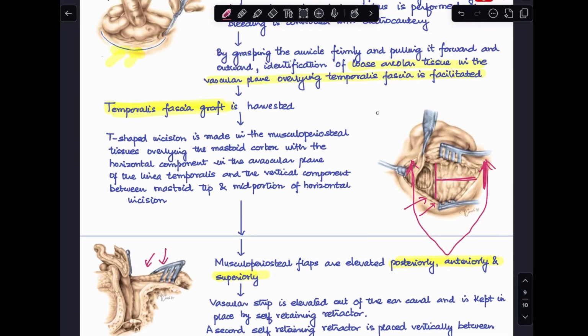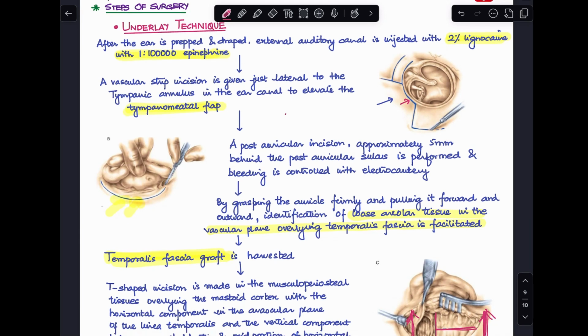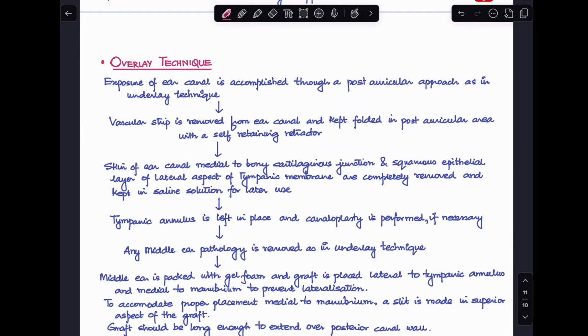So this is the technique that you use in case of underlay, where you place the tympanic membrane graft medial to the handle of malleus and the tympanic membrane remnant or the annulus. Next, let's discuss the overlay technique.